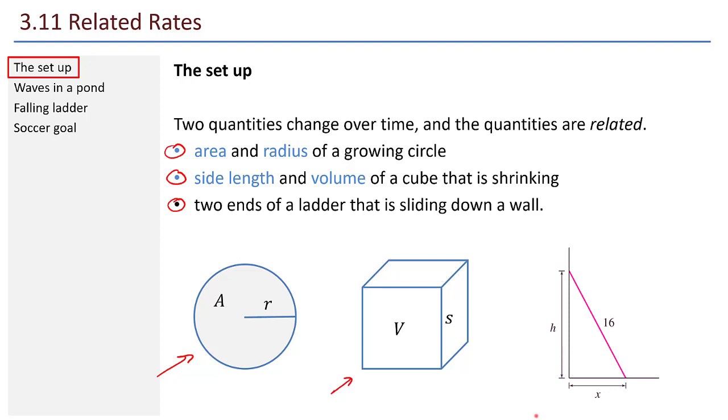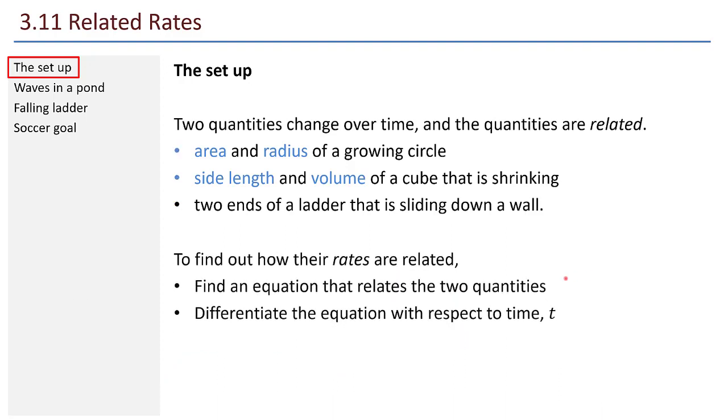In each case, there are two quantities. Both of those quantities are changing, and so their rates are somehow related to each other, the rate at which the two of them change. To find out how their rates are related, here's what we do. We find an equation that relates the two quantities, then differentiate the equation with respect to time. I imagine that each of these two quantities is a function of time. And so when I differentiate with respect to time, it'll give me an equation that shows how the rates are related. Let's do some examples.